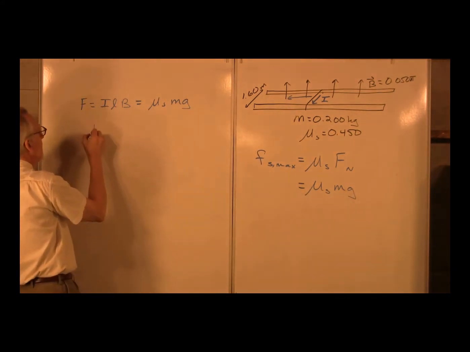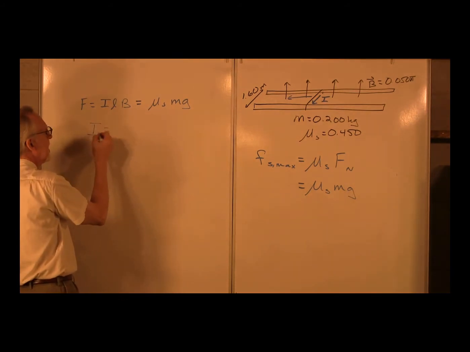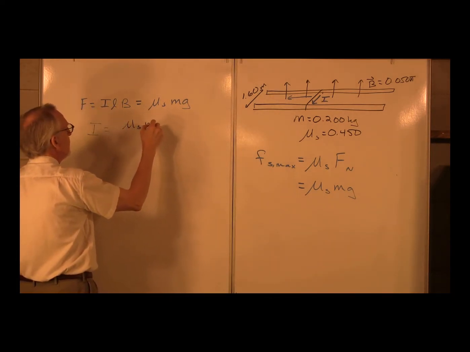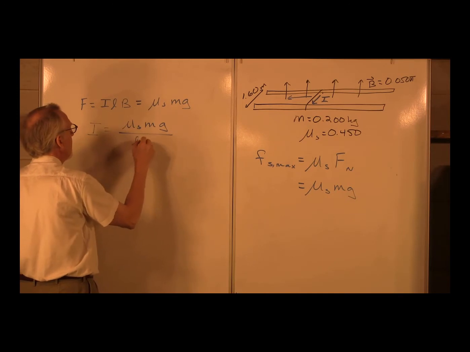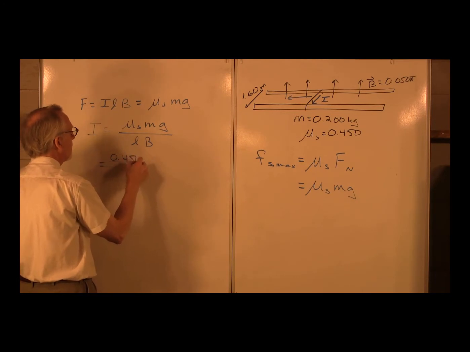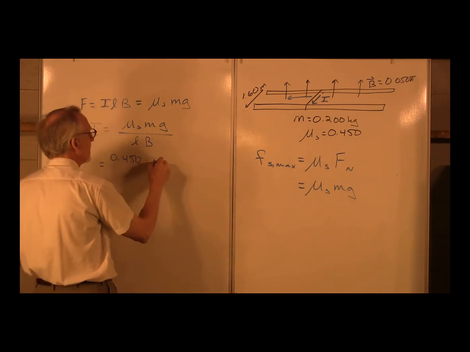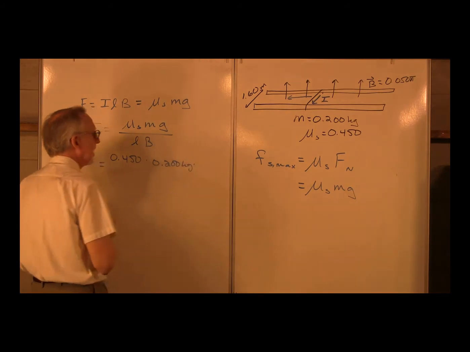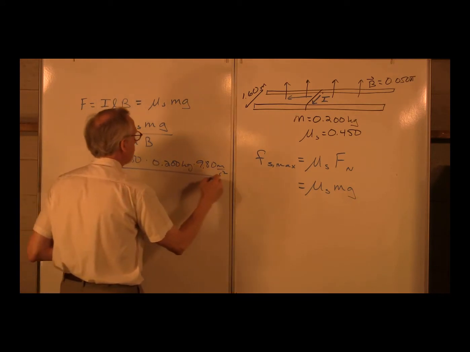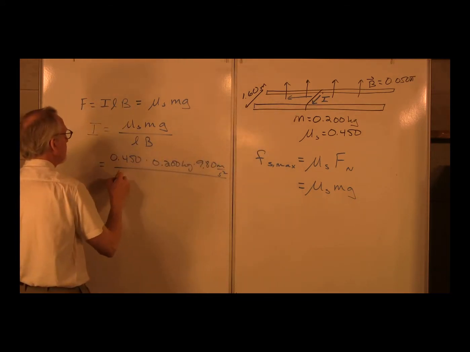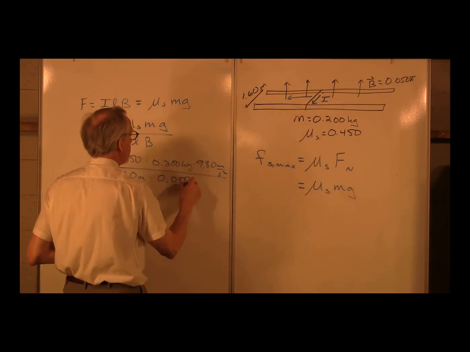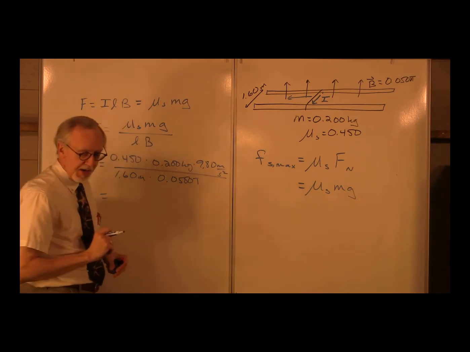Well, the current will then be I is equal to, this would be the minimum amount, we need something bigger than this, μs mg divided by LB. And putting our numbers in, what do we have? 0.450 for μs. The mass is 0.200 kilograms times g, 9.80 meters per second squared, divided by L, the length of the bar, 1.60 meters, times B, the magnetic field, 0.0500 Tesla. Multiply all that out, and what do we get?